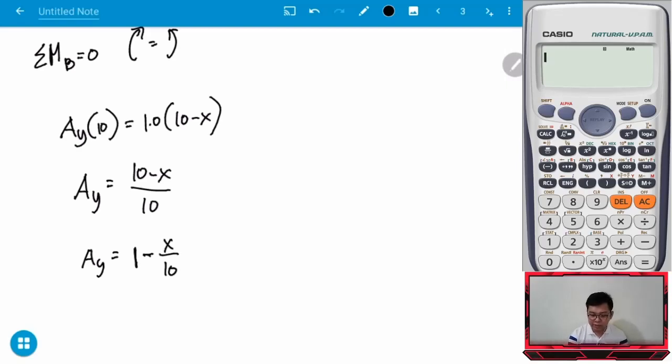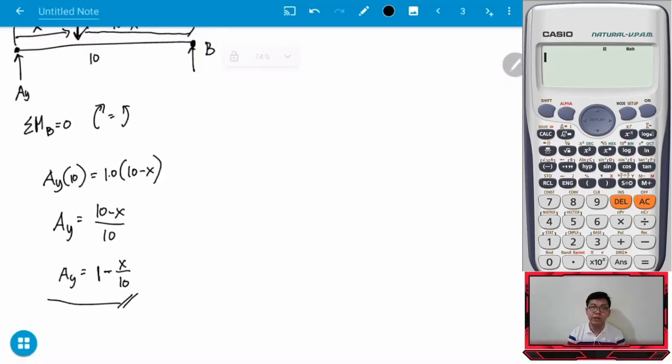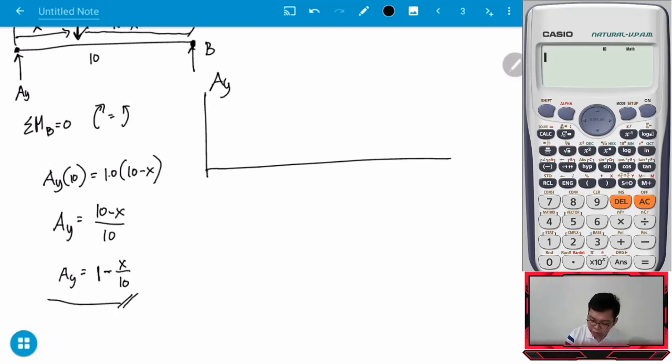Sir, what is your answer there? Sir, that's not a value, that is actually an equation, the influence line equation. Now let's try to draw. From that equation, we can now draw our influence diagram. Same as before, this is AY, and this is the x-axis.